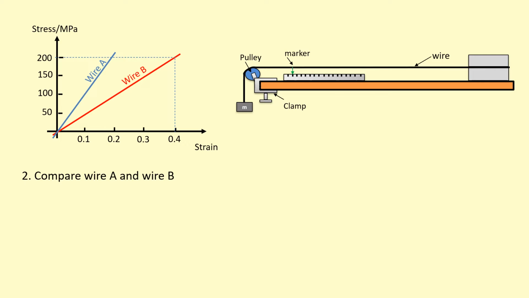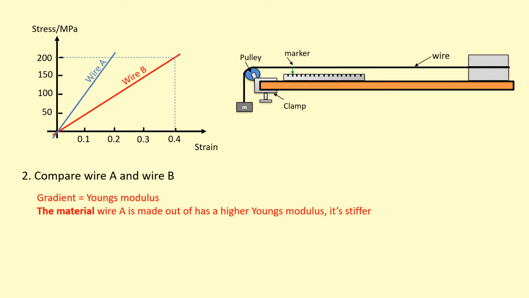Okay, now we have two lines here, one for wire A and wire B, and we're asked to compare the two wires. So the gradient of this graph represents Young's modulus, and you can see wire A has a higher gradient. So that means wire A has a higher Young's modulus, which means it's stiffer.